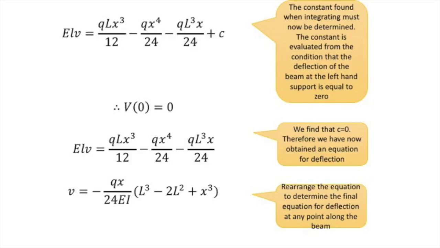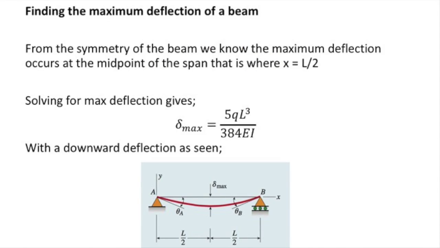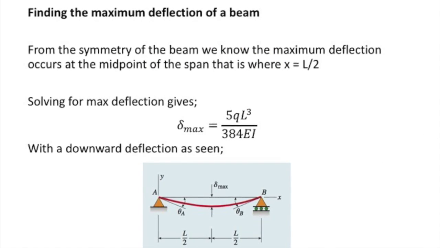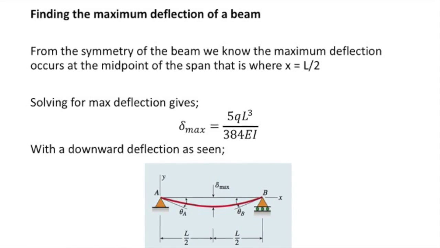By rearranging the equation we have obtained, we can determine the final equation for the deflection at any point along the beam. As you can now see, we have calculated an equation for the max deflection of the beam, which can be seen taking place in the middle of the beam.